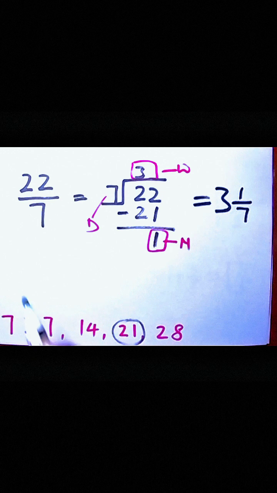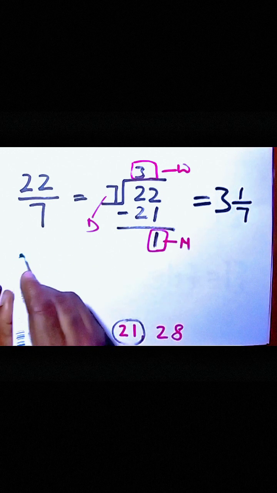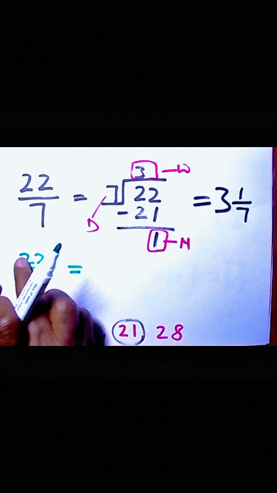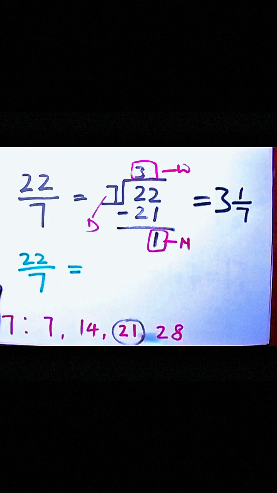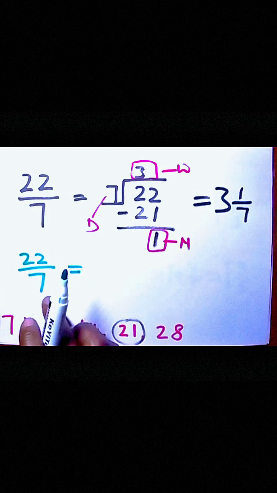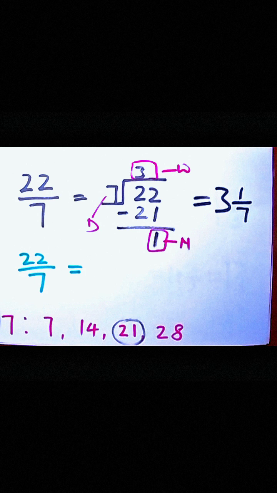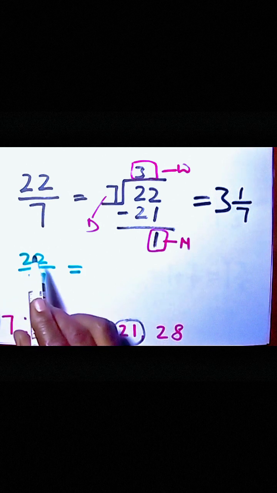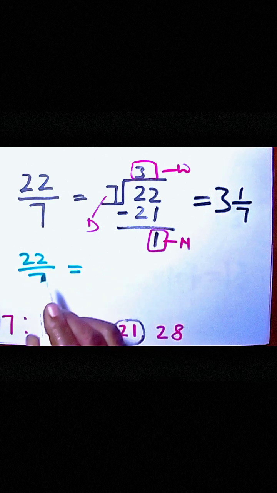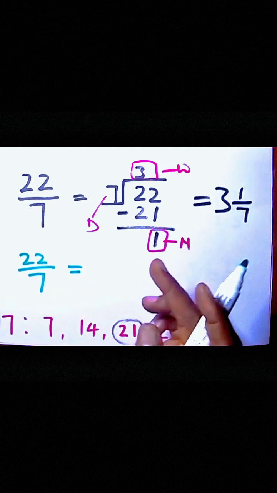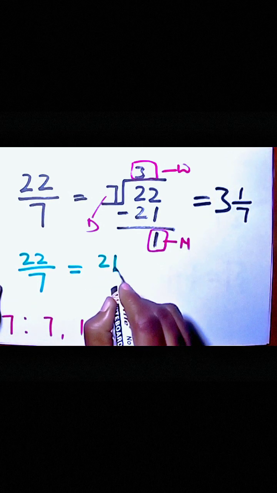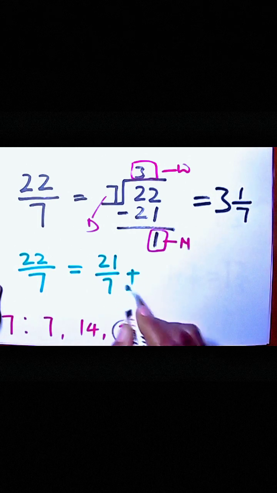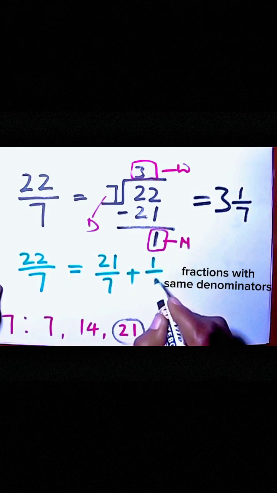So going back to our second example, you will split 22 into two numbers, and the two numbers have to be divisible by 7 and take the highest factor. So how many times can 7 go into 22? We have 7 times 1, 7, 7 times 2, 14, 7 times 3, 21. So let's take that 21. That's 21 over 7, and the remainder will be 1 over 7.